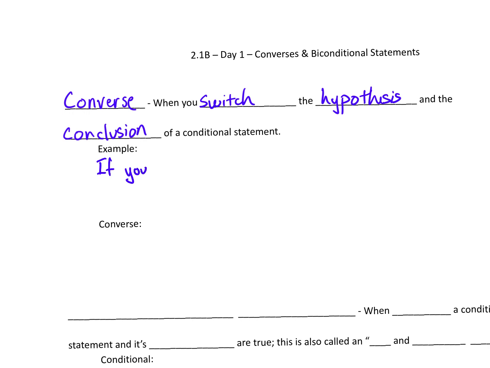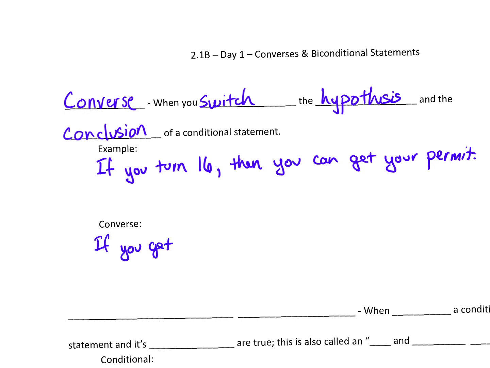if you turn 16, then you can get your permit. I know some people already have their driver's license, but let's just say that's our statement. The converse will then say, if you get your permit, then you turn 16. So converse is just whatever is the second statement comes first, and whatever is the first statement comes second.